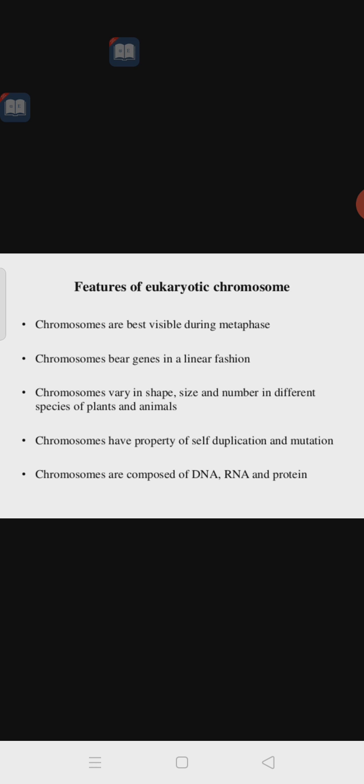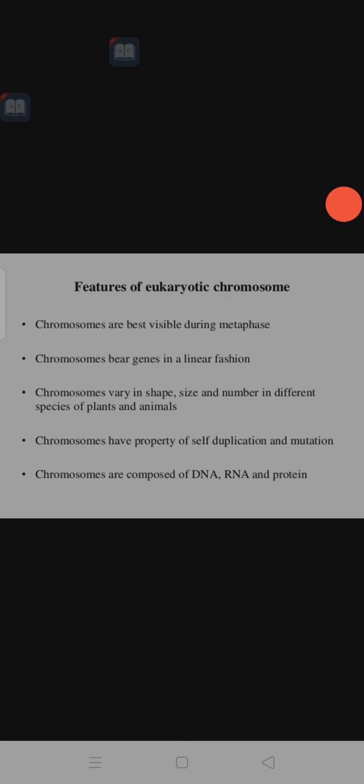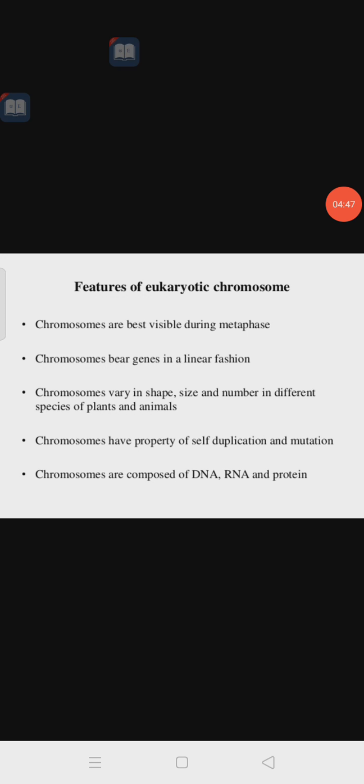Chromosomes are composed of DNA, RNA and protein. So this is the chemical nature of the chromosome. What is it made up of? Actually it is made up of the DNA, RNA and the protein.